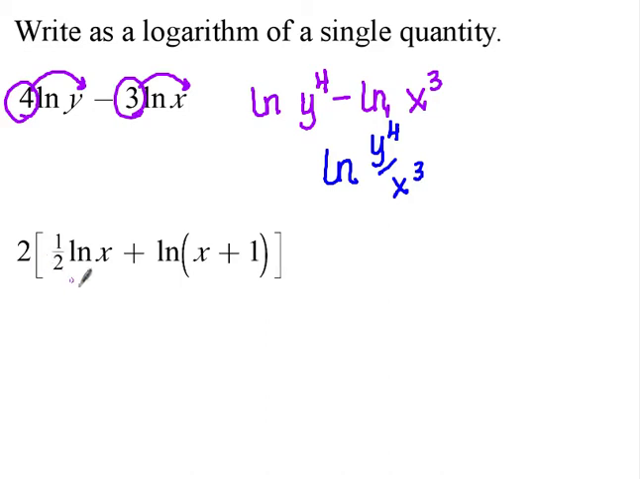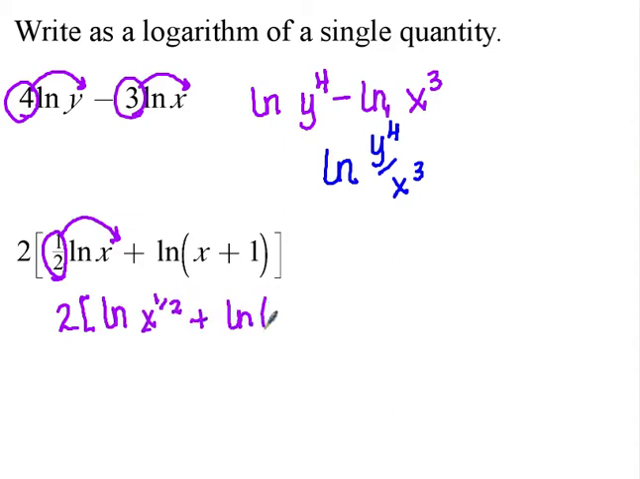Alrighty, so what I'm going to do here is deal with the inside brackets first, and then I'll take care of the 2 at the end. I see a coefficient here, so that means power here. So really I have 2 ln of what? X to the 1/2, or I could write the square root. Plus ln of x plus 1, sorry, I didn't mean to say x squared.